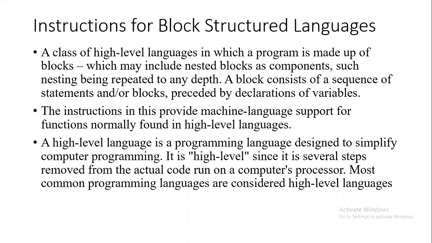Most common programming languages are considered high level languages. What are high level languages? Like C, C++, Python, Visual Studio, they are nothing but high level languages. And low level language is your assembly language, because it is a machine dependent language. The instructions that you write in assembly language are directly understood by your computer, so it is termed a low level language. And high level languages are machine independent. That means those languages can work independently on any machine, okay.